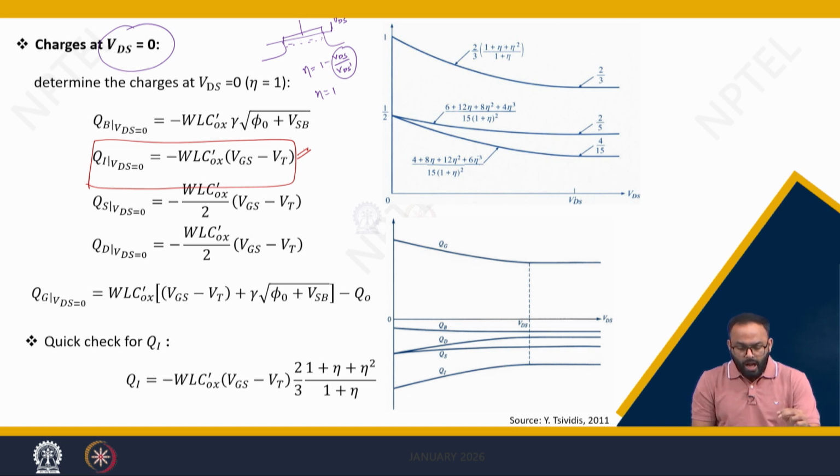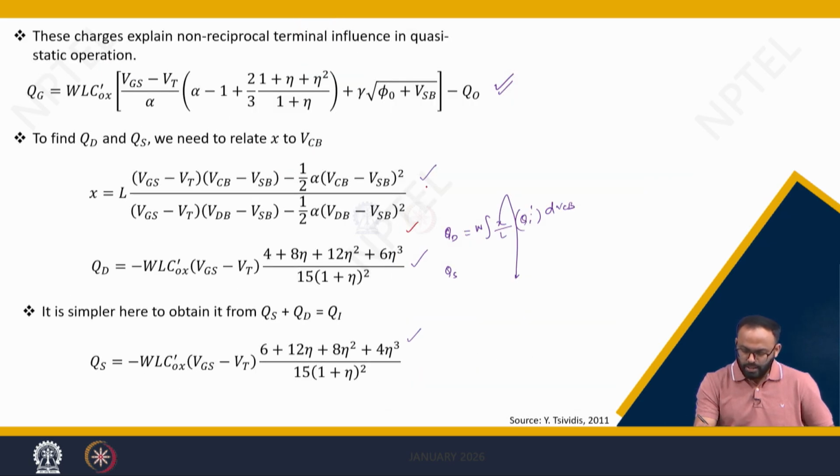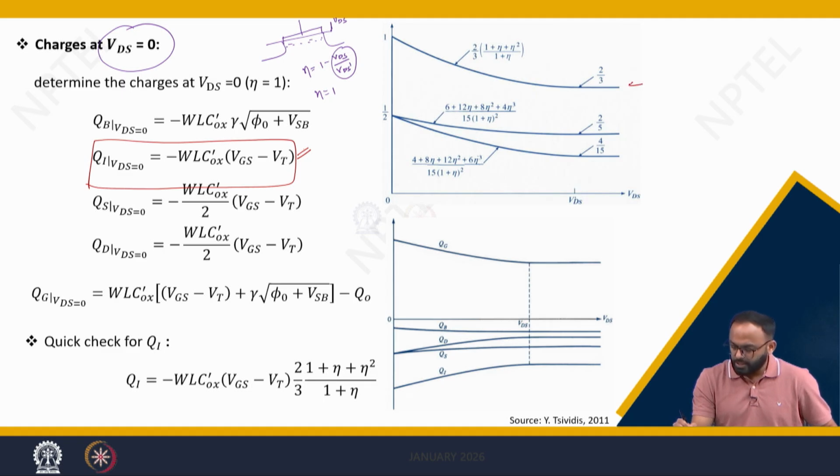Now, however, in quasi-static analysis we are very much interested in the fictitious charges at the drain and the source side, how they behave, right. Then only we can decide what is the amount of charging current with respect to the terminal voltages. Similarly, by putting eta equal to 1 in the previously defined equations, you will get some fraction. So, this is your inversion charge, this is your Qd, and this is your Qs.